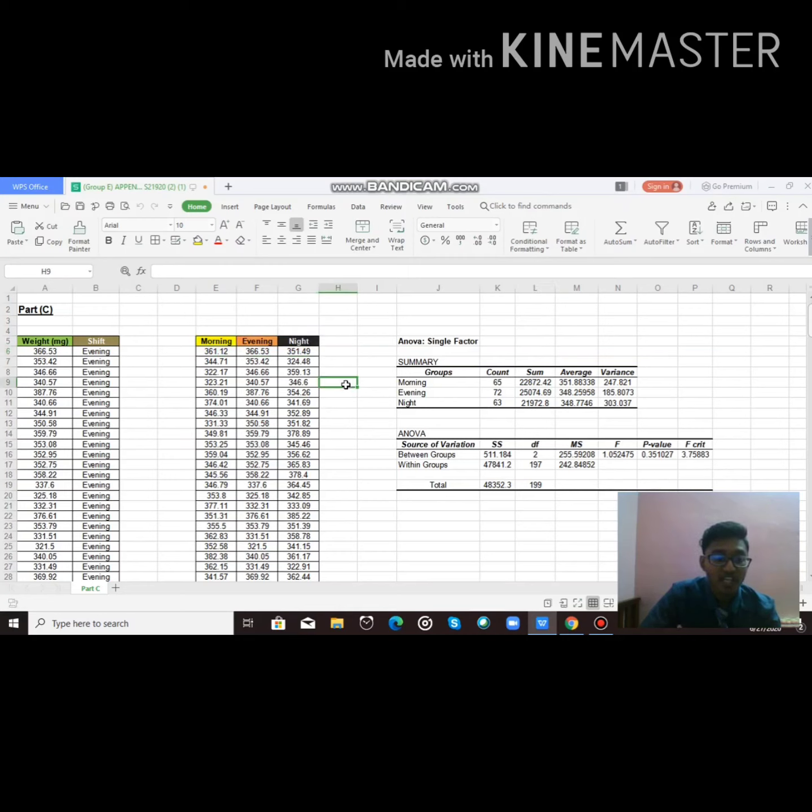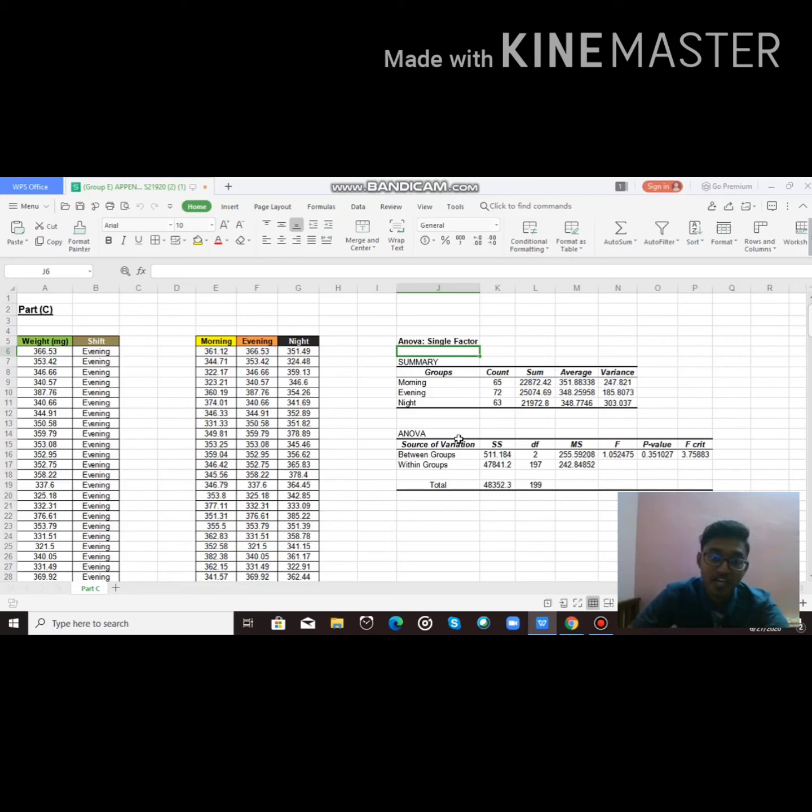One is evening, the second one is morning, and the third one is night. The three different shifts are separated into three different columns, located here. After that, I used the data analysis function in Excel to get an output for ANOVA. This is the output for the ANOVA. There are two different tables: the summary table and the ANOVA table. In the first table, there are five columns. The first column is group: morning, evening, and night. The following columns are count, sum, average, and variance.